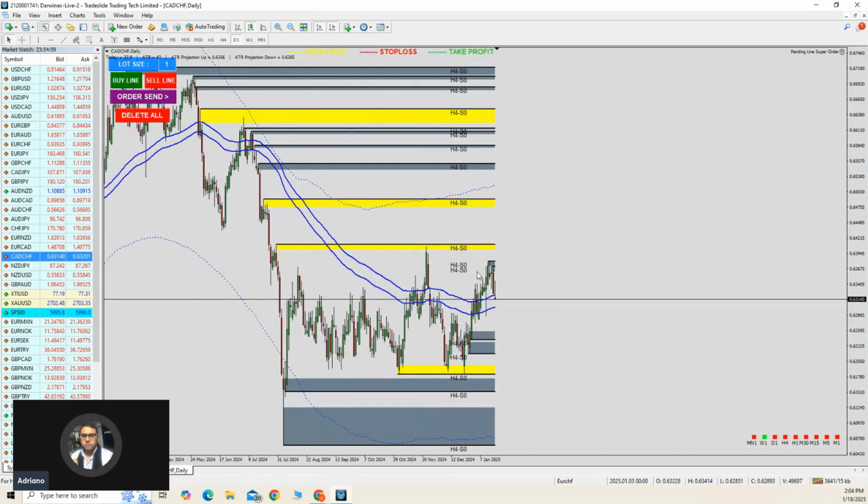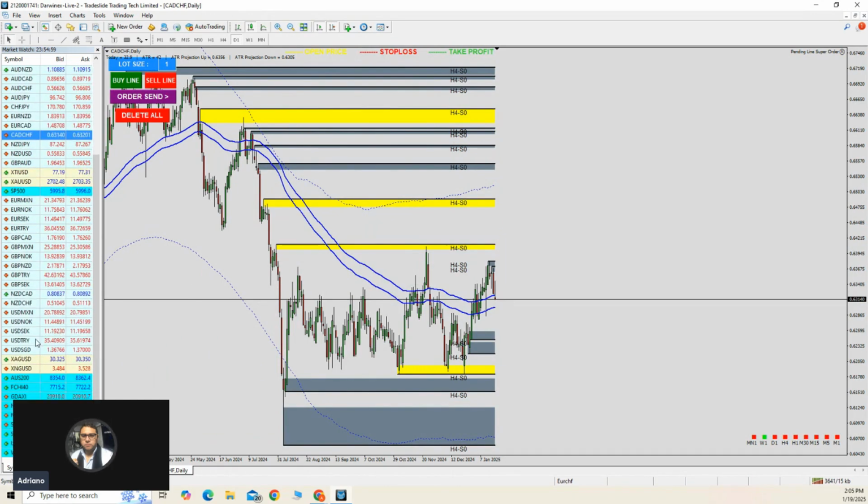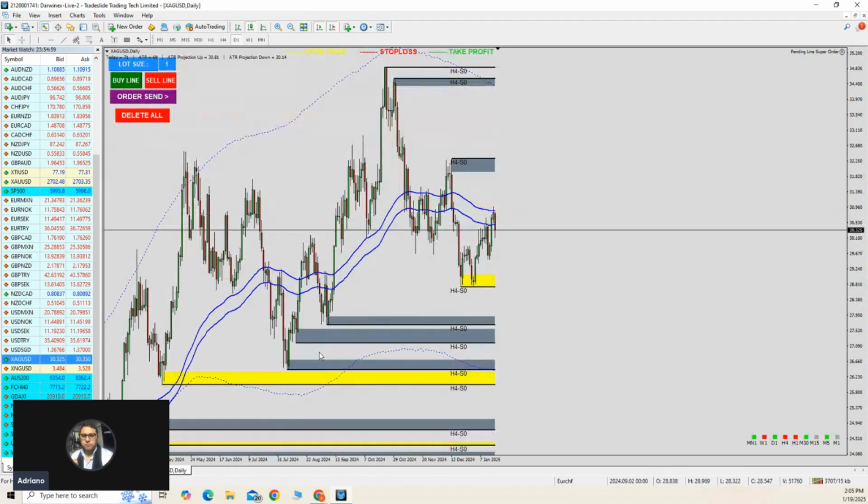I think it's good for forex. If you like to trade futures, if you like to trade indices, let's see. This is XAG, this is silver. You can trade silver, this is treasury as well. You can trade anything.